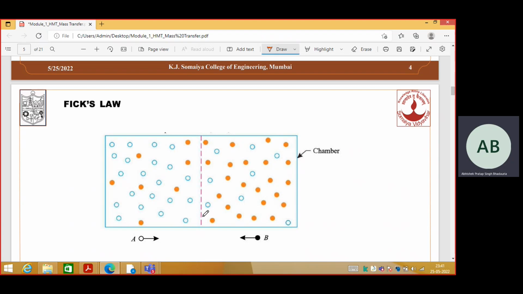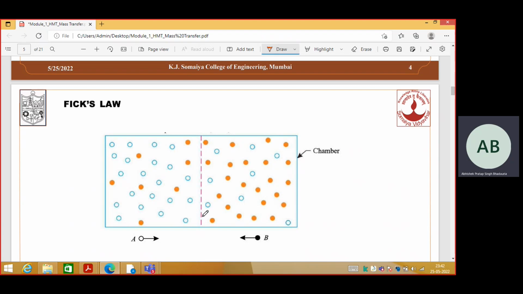The left compartment has a higher concentration, that is, more molecules per unit volume, of gas A, whereas the right compartment is rich in gas B. Now when the partition wall is removed, a driving potential comes into existence, which tends to equalize the concentration difference. So mass transfer by diffusion takes place in the direction of decreasing concentration.